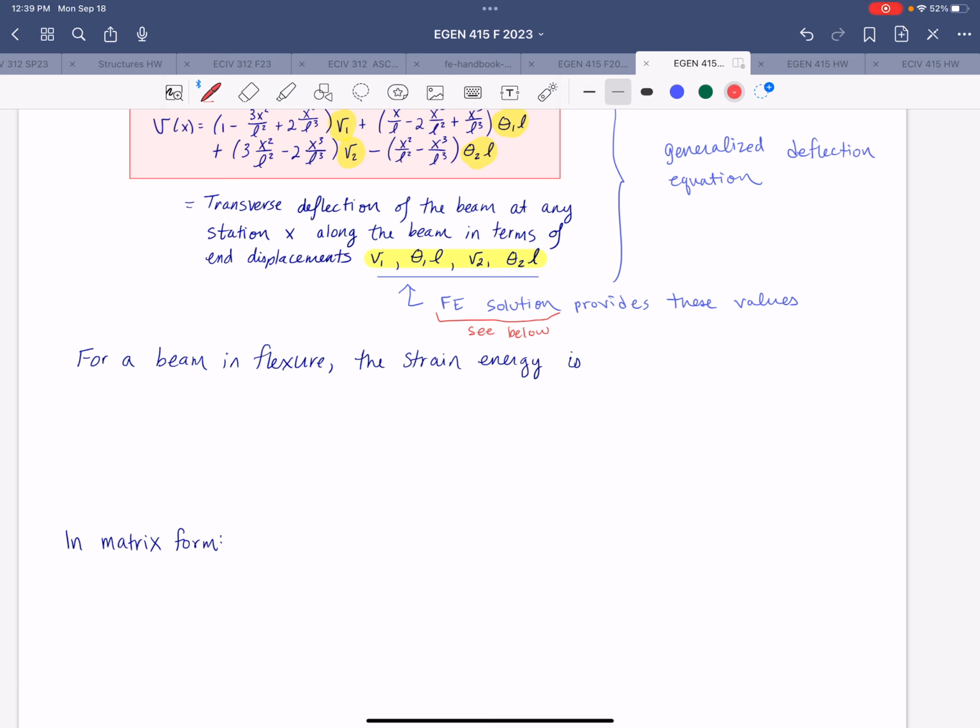All right, so now going back to strain energy. For a beam in flexure, your internal strain energy is 1/2 times the integral of the normal stress times the normal strain over the volume. And of course, your normal stress is Young's modulus times normal strain. And normal strain is -y times the second derivative of deflection with respect to x, as we defined previously in the beam bending lecture.